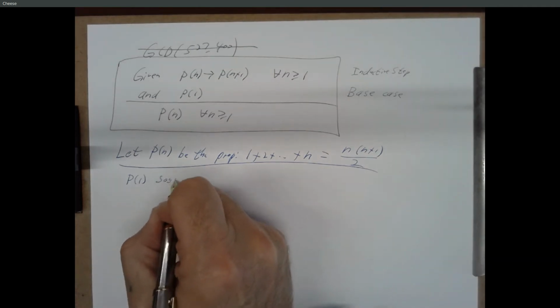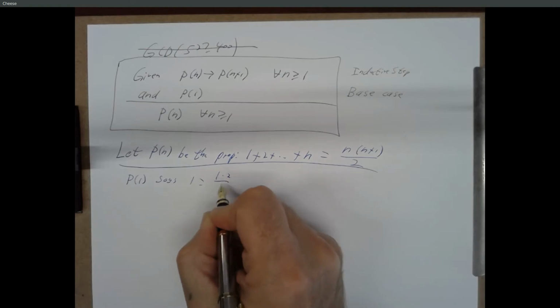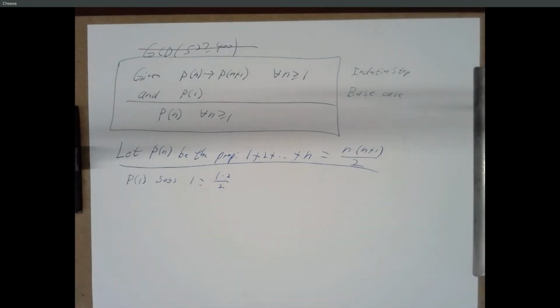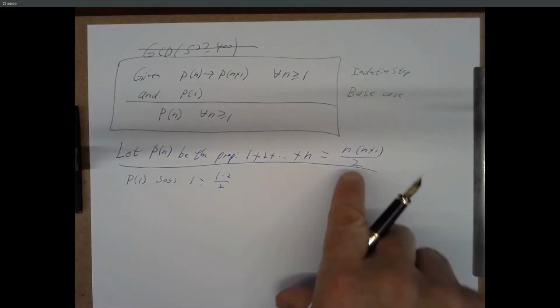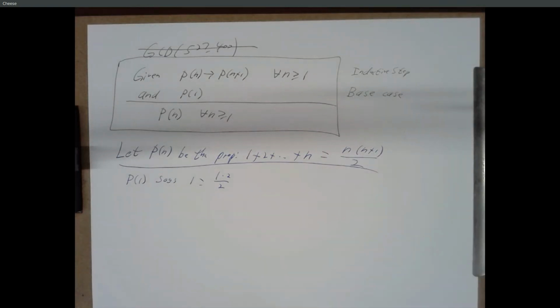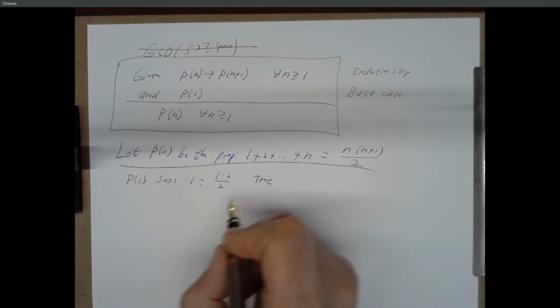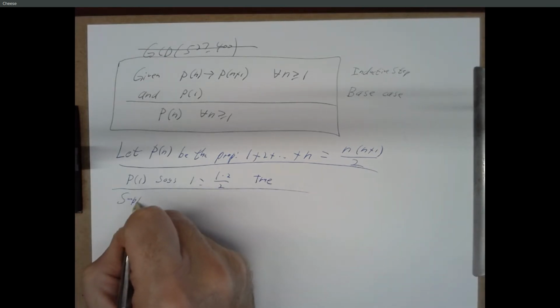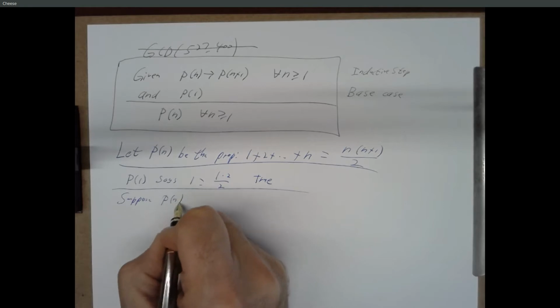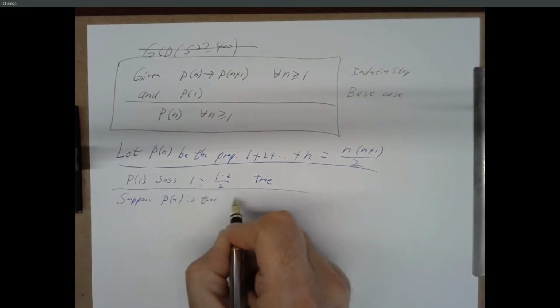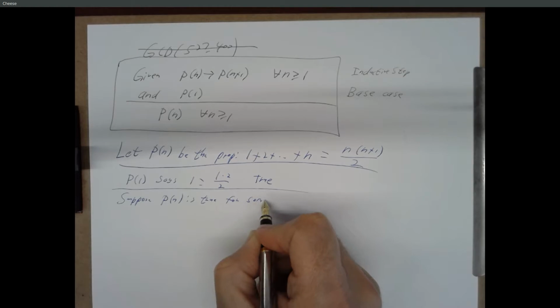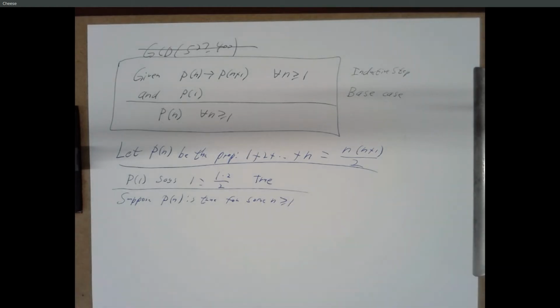P of 1 says basically 1 equals 1 times 2 over 2. And that is correct. The formula works for n equals 1. Right? If we set n equal to 1 and we plug it into here, it's 1 times 2 over 2, that's 1. And that's the sum of the first 1 integers. So P of 1 is true. So now suppose P of n is true for some n bigger than or equal to 1. We want to prove P of n plus 1 is true.